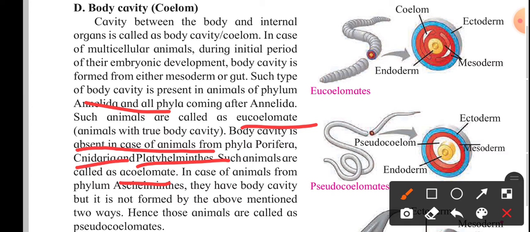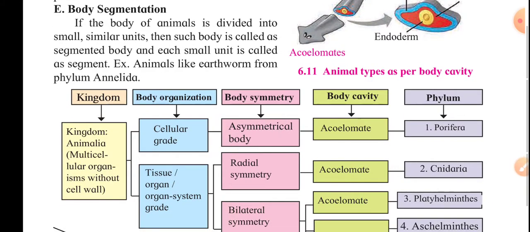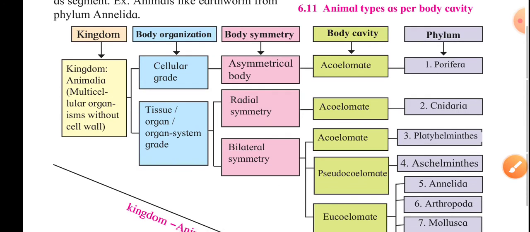So these are the two types of animals on the basis of their body cavity. Further, the next one is body segmentation. There are certain animals whose body is segmented. Like the earthworm, we have multiple segments or parts in the body which are connected together to form the entire body. When the body of an animal is divided into small similar units, such a body is called a segmented body. Each small unit is called a segment, for example animals like the earthworm from phylum Annelida. On the basis of these criteria, the kingdom Animalia is divided into different phyla.